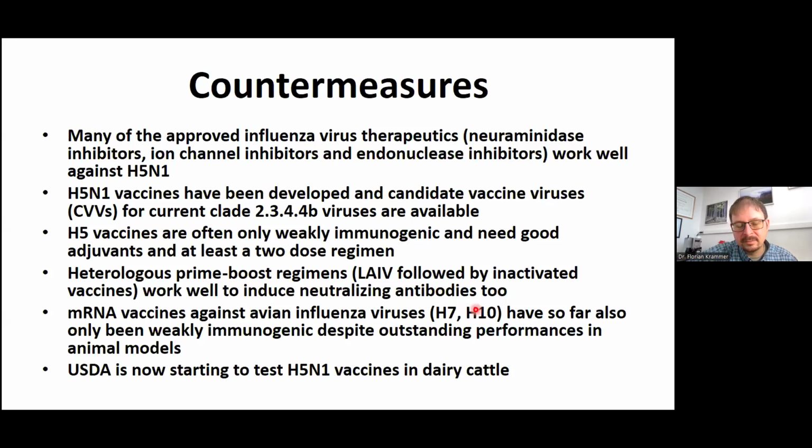There's also development of mRNA vaccines right now for avian influenza viruses, specifically for H5N1, but it's unclear how well they work. Avian influenza virus vaccines for H7 and H10 have been tested with mRNA technology in the past, and they were not very immunogenic. So maybe the traditional vaccines in this case actually work better. And the good thing is also that the USDA is now starting to test H5 vaccines in dairy cattle, and that might actually help to stop that outbreak.